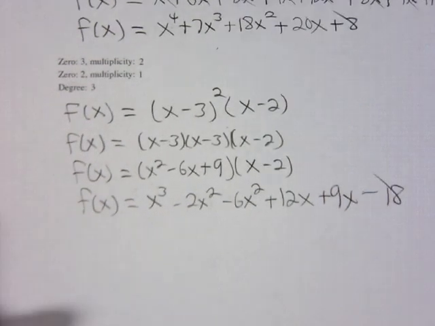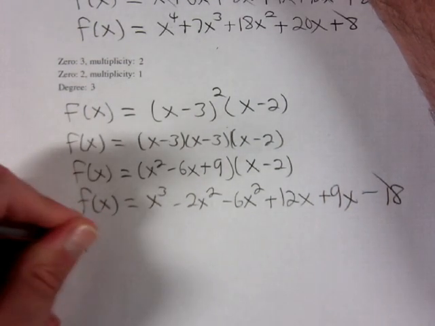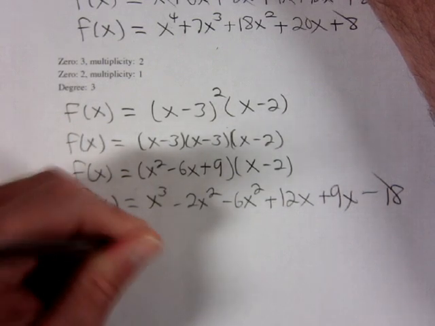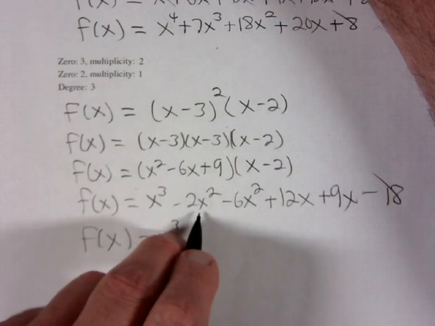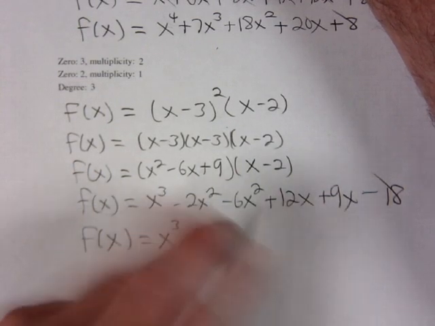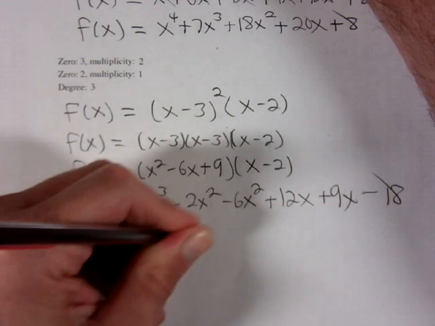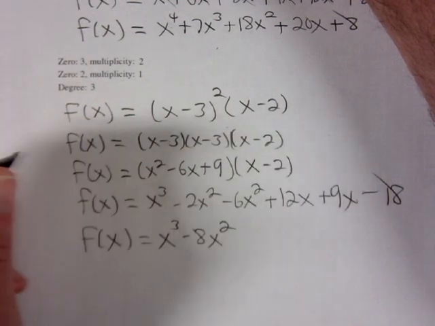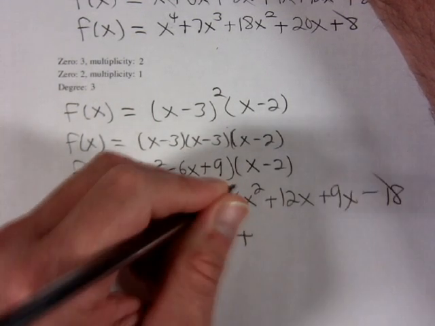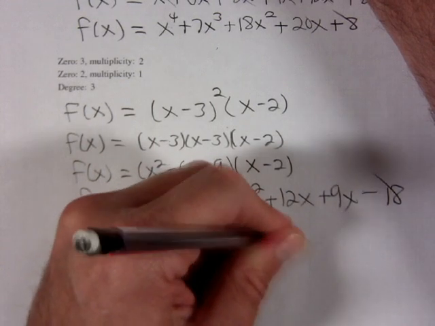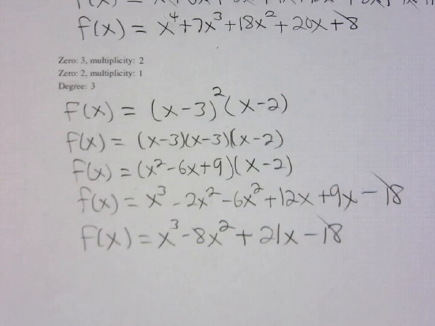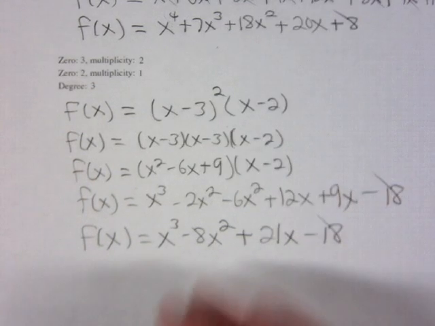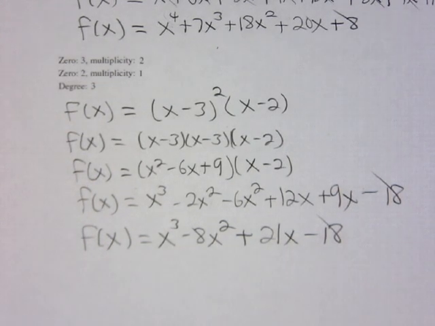Again, need to combine some like terms here and I'll have the answer. X to the third. My x squareds here, I can go ahead and put those together and make that negative 8x squared. Can add the x's together and get 21x. And there's no regular numbers to combine with the 18. And so that is your correct answer. Okay? And we'll be back with the next lesson shortly.